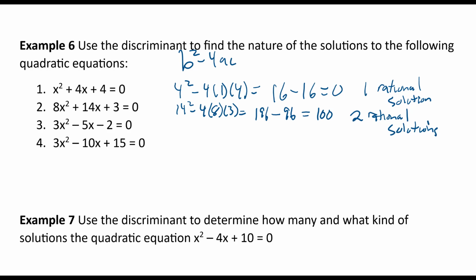Next one, our b is -5, so -5 squared minus 4 times 3 times -2. So it's 25 minus negative, which makes it plus. 4 times 3 is 12 times 2, sorry, alarm went off there, notification. It's 24. So I get plus 24, so it's 49. That's a perfect square. So again, two rational solutions.